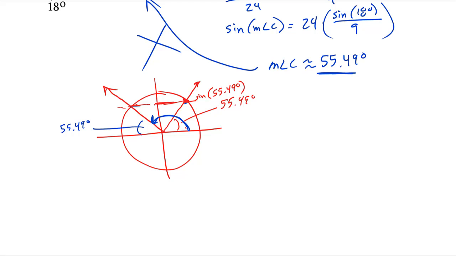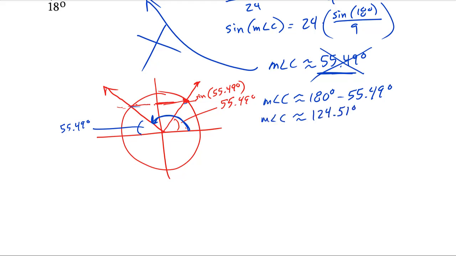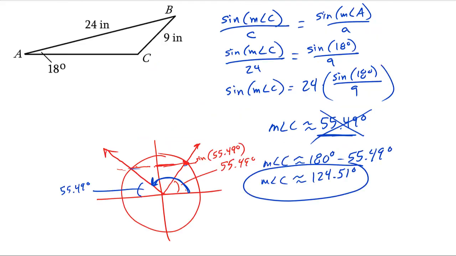So in other words, the angle measure we're looking for is not 55.49 degrees. We're looking for 180 degrees minus 55.49 degrees. So the supplementary angle to 55.49 degrees. And that's 124.51 degrees. And feel free to check my work on that. So let's add that to our diagram. So the measure of angle C is 124.51 degrees.